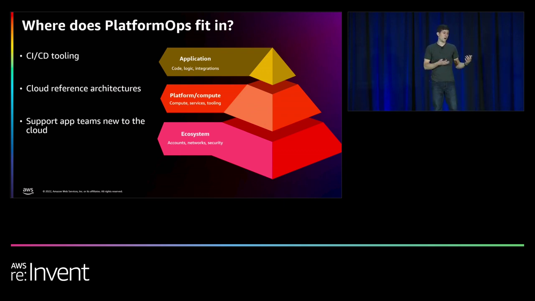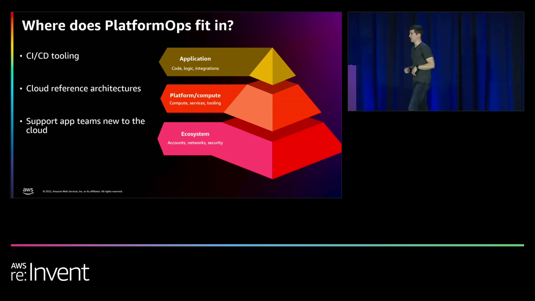So our platform ops approach was to take care of CI/CD tooling, come up with some cloud reference architectures, and support app teams that are new to the cloud. And then we really want to get out of the way. We don't want to be in the loop at all.